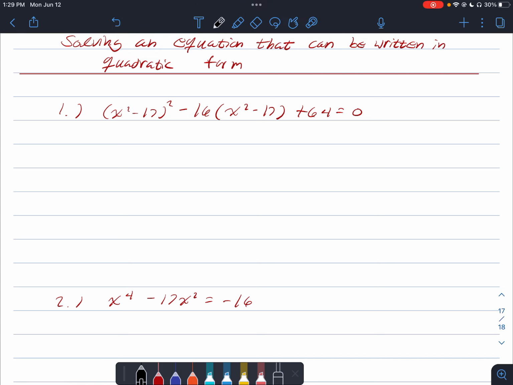Hi everyone. In this video, we're going to be solving an equation that can be written in quadratic form. Sometimes you are given a very complicated looking equation that actually has some pretty nice properties to it that will allow you to go ahead and solve it quite simply.